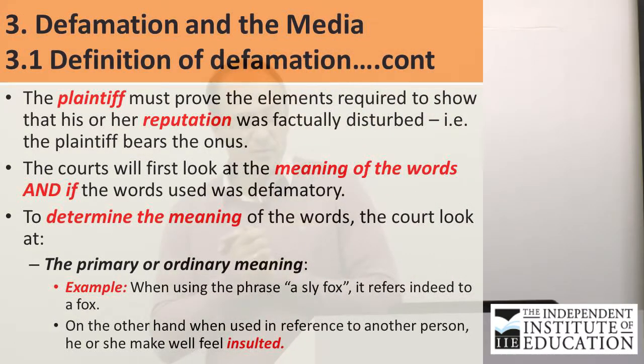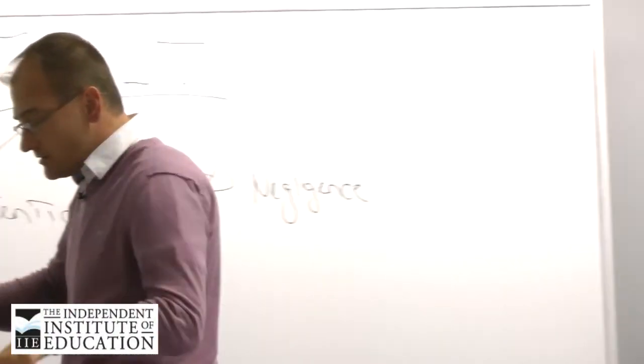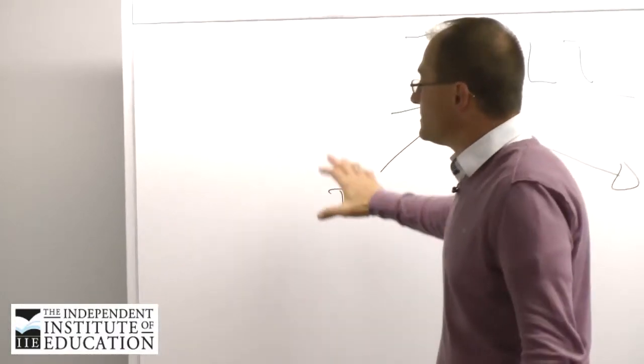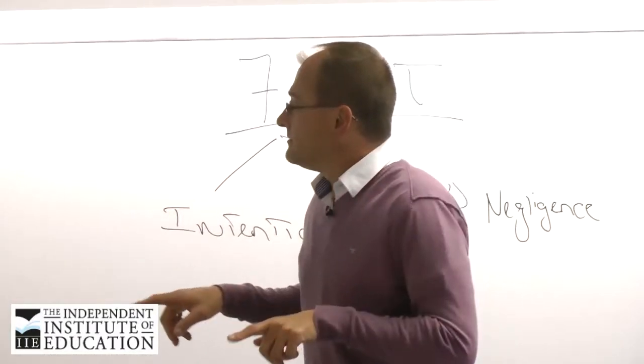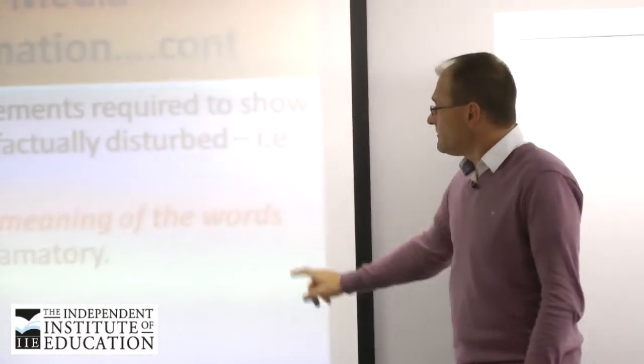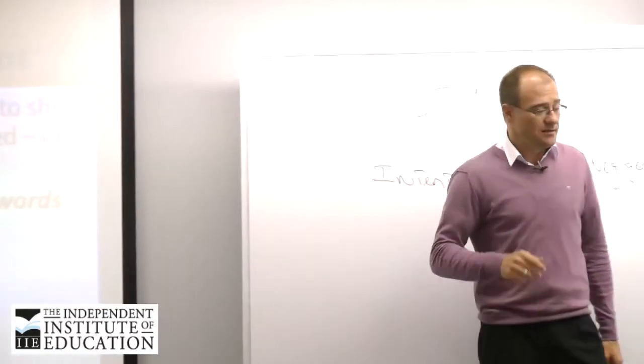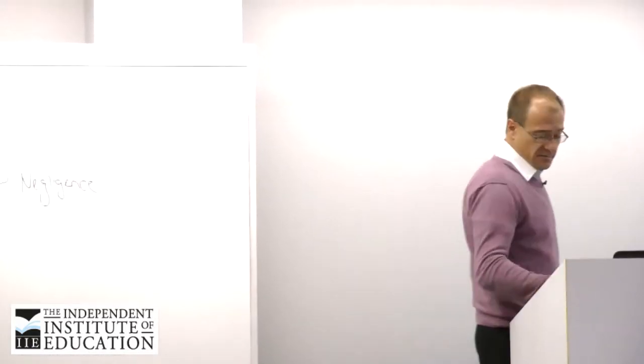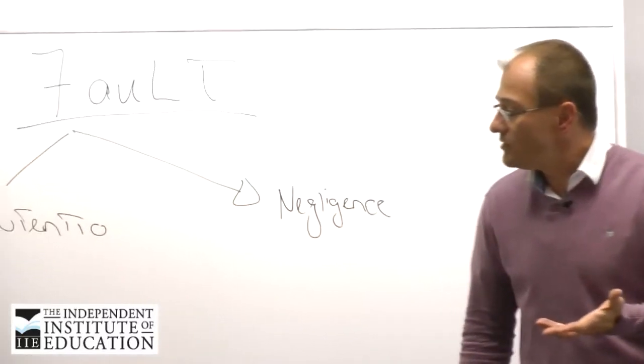The court will first look at the meaning of the words. Remember, we said that the court will sit and look at this article, physically take this article, or if it was on television, they will look at that specific clip, and then the court will first look at the meaning of the words and whether the words that were used were defamatory. Okay? So that is the work of the judge. That is what the judge has got to do. He's got to determine the meaning of the words. Now when the court determines the meaning of the words, what does the court look at? Okay? First, the primary or the ordinary meaning of the words. That's what the court looks at, always, firstly.